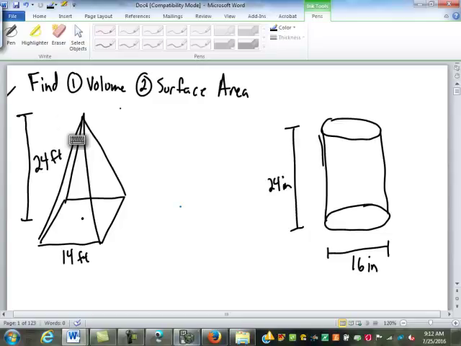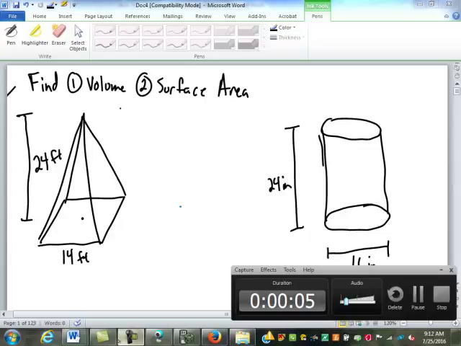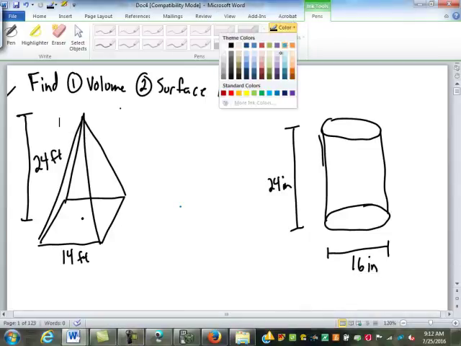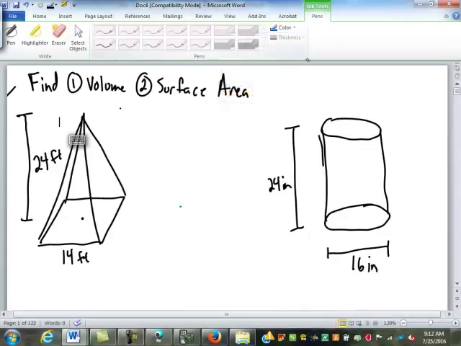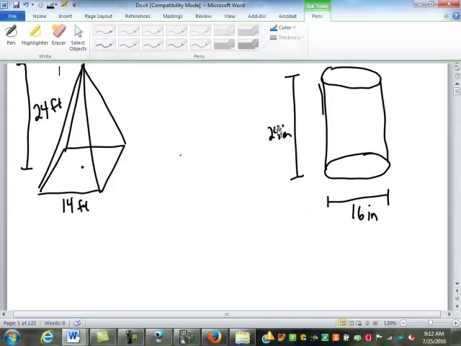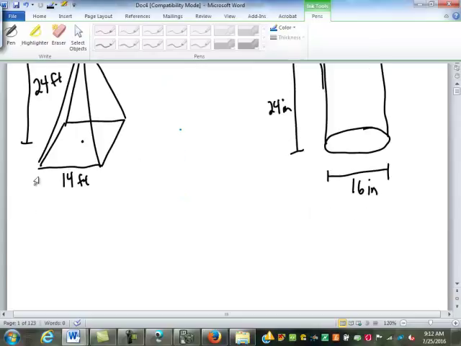Okay, so as we look at this first one, let's go through the volume here first. And to find volume, step one is always to find, unless it's a sphere where it doesn't have a base, the area of the base.